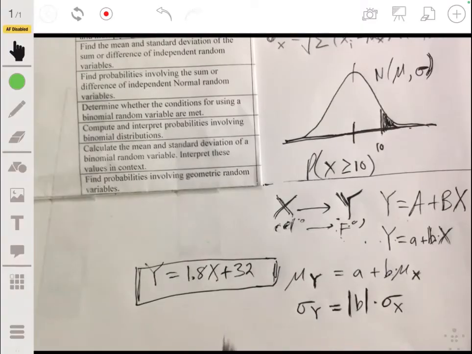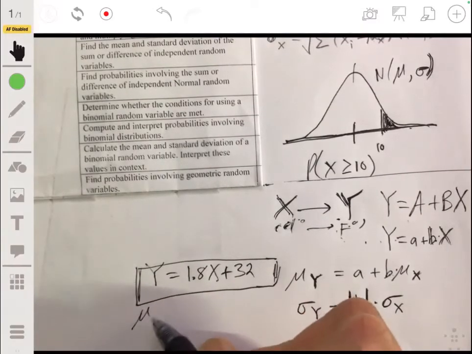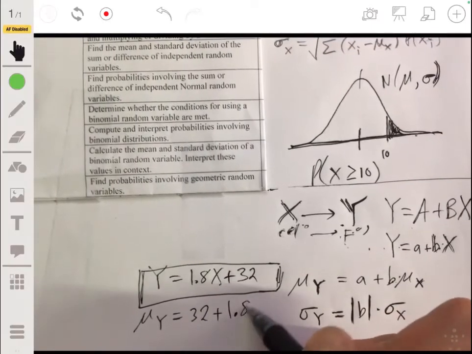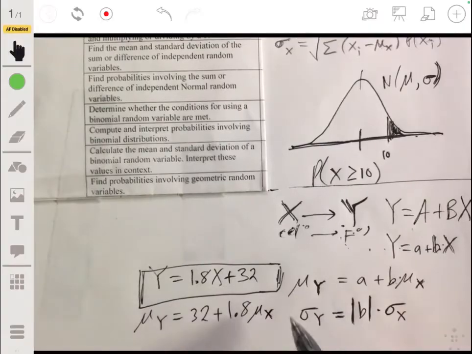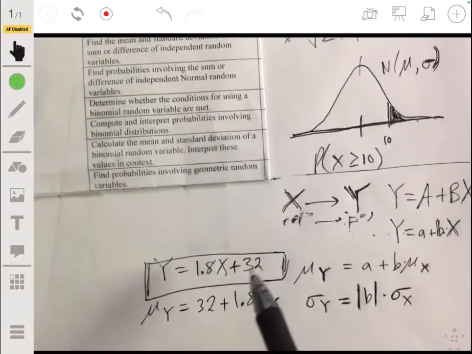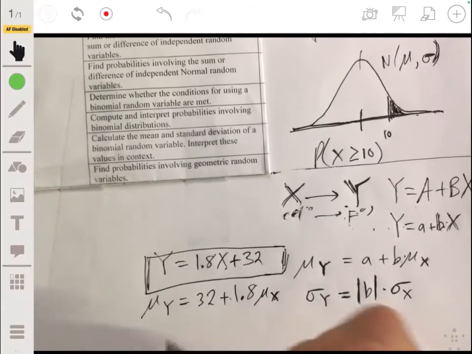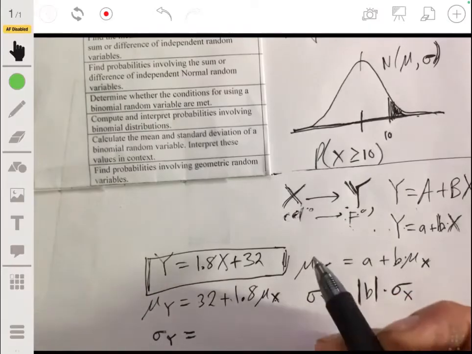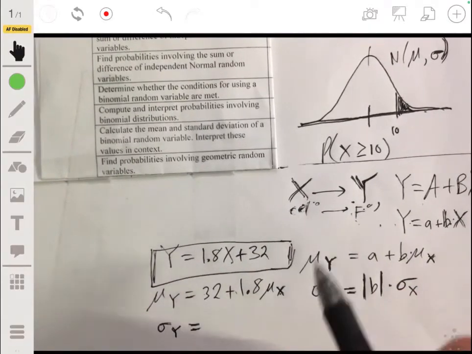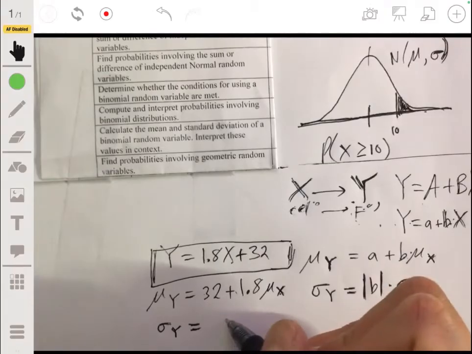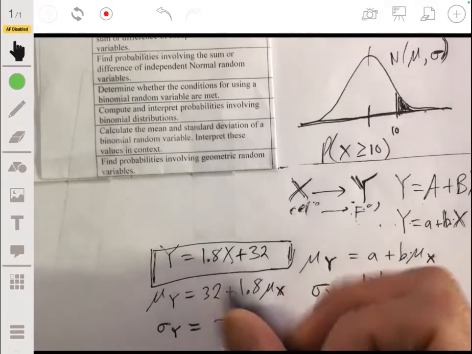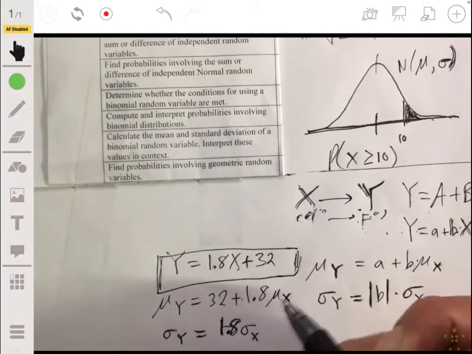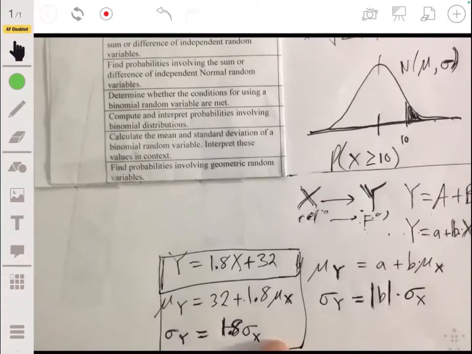And so then that means that the mean of y will just be 32 plus 1.8 times the mean of x. Whatever the mean of the temperature is on that day, we can find it by just doing this. Now, if you want to find the standard deviation of the temperature in degrees Fahrenheit, given the standard deviation in degrees Celsius, you would then just multiply by 1.8. You just get 1.8 times the standard deviation of x. So that's what we're talking about here.